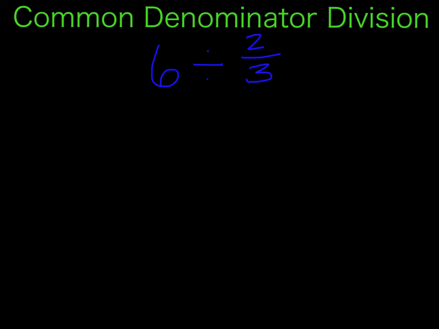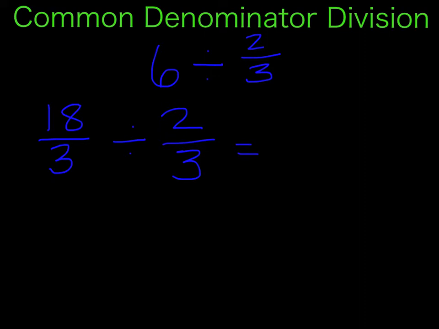Step 1 is going to be to rename 6 so that it has thirds as a denominator. What number does 3 go into 6 times? The answer to this question is 18. So 18/3 is going to be our new fraction that we are going to use to represent 6. Then we're going to write down the rest of the problem, which is divided by 2/3.